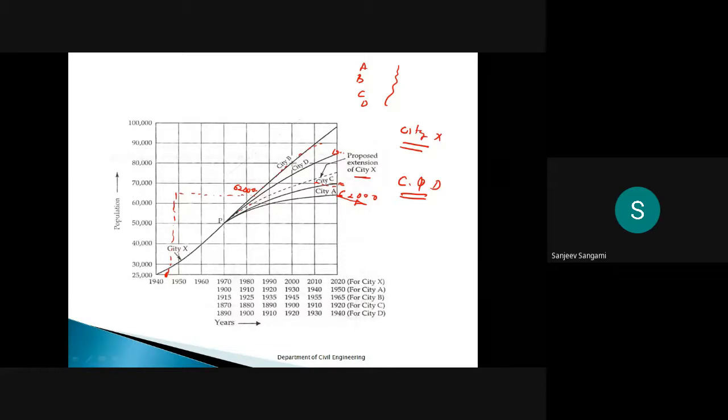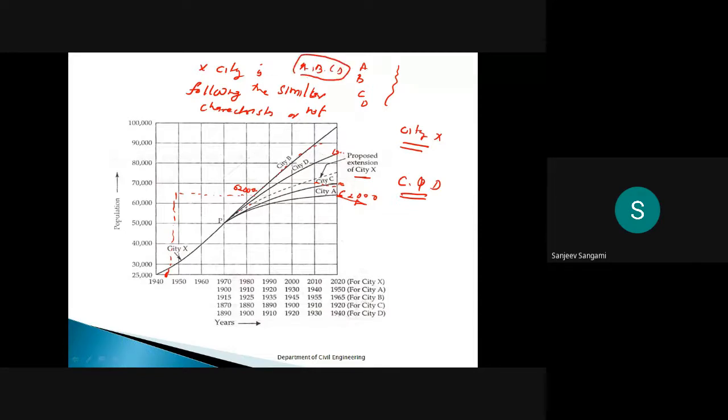Whenever you are preparing this, the first thing is to check whether your X city is following the similar characteristics of A, B, C, D. We have to check that before extending or before drawing this curve.